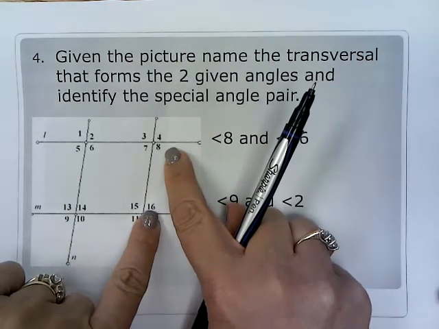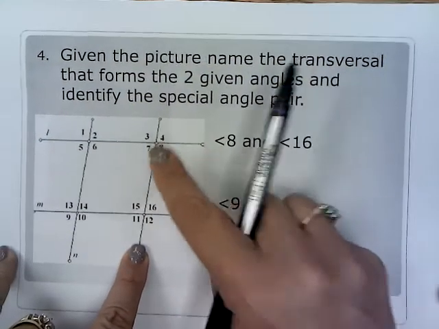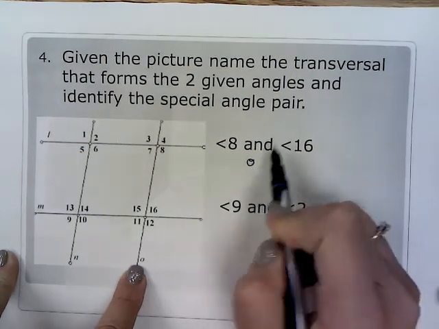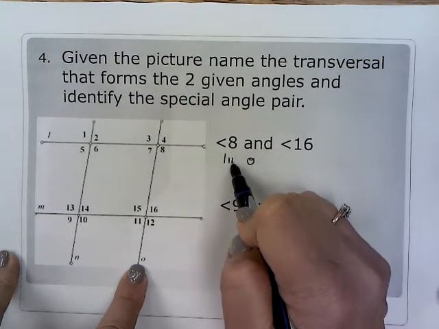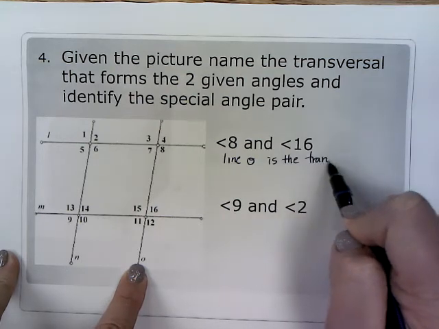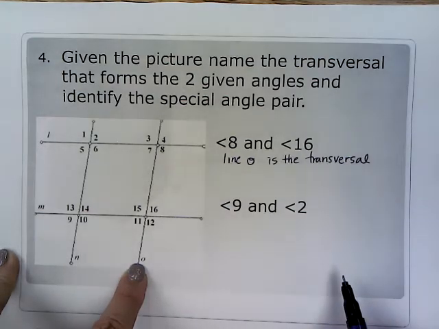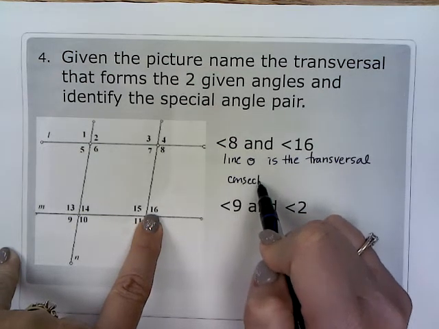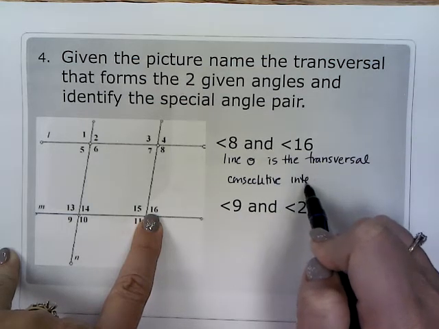it says first name the transversal in the picture. So this is my transversal. How do I know? Because they're both around this line here. So O is the transversal. It's lowercase, so line O. If you want to put the word line, that's fine. Line O is the transversal. Remember, it is a line, so it is lowercase. Now they're both on the inside, so they're consecutive interior angles.